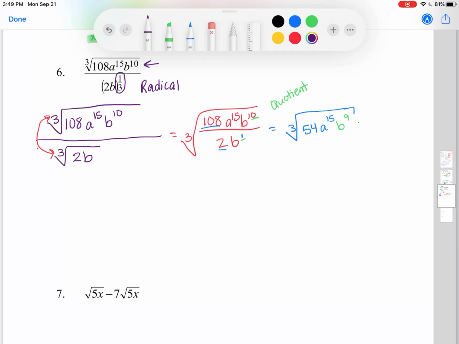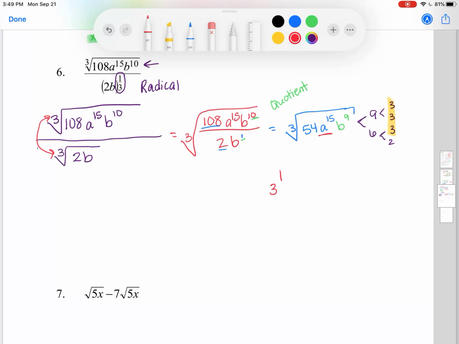Okay. A to the 15th and b to the 9th is actually pretty easy. So I'm just going to focus on 54. Because that one's not so easy for me. So I'm going to say 9 times 6, 3 times 3, and 3 times 2. So what I can take out in terms of 54 is I can take out one group of 3 with a 2 left over.